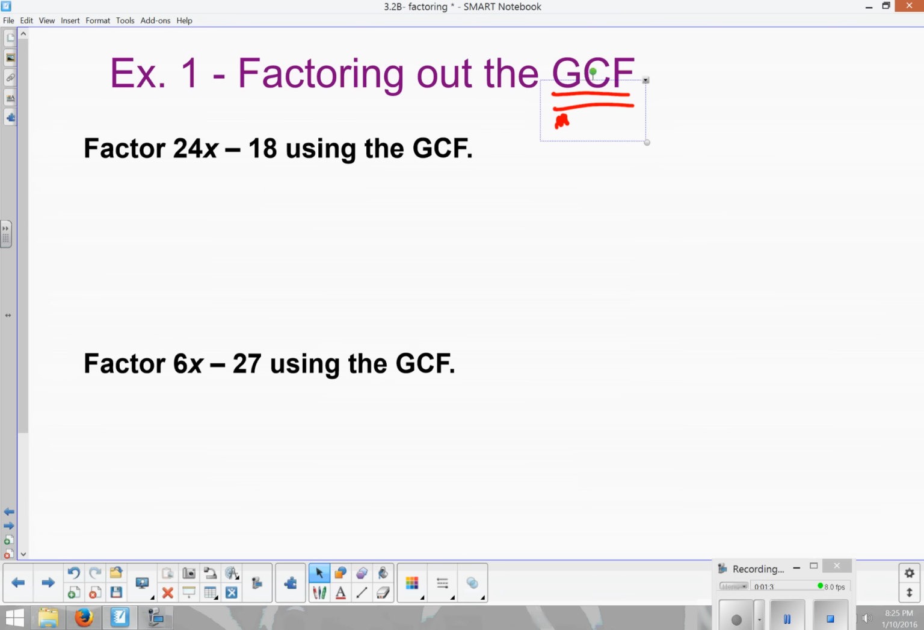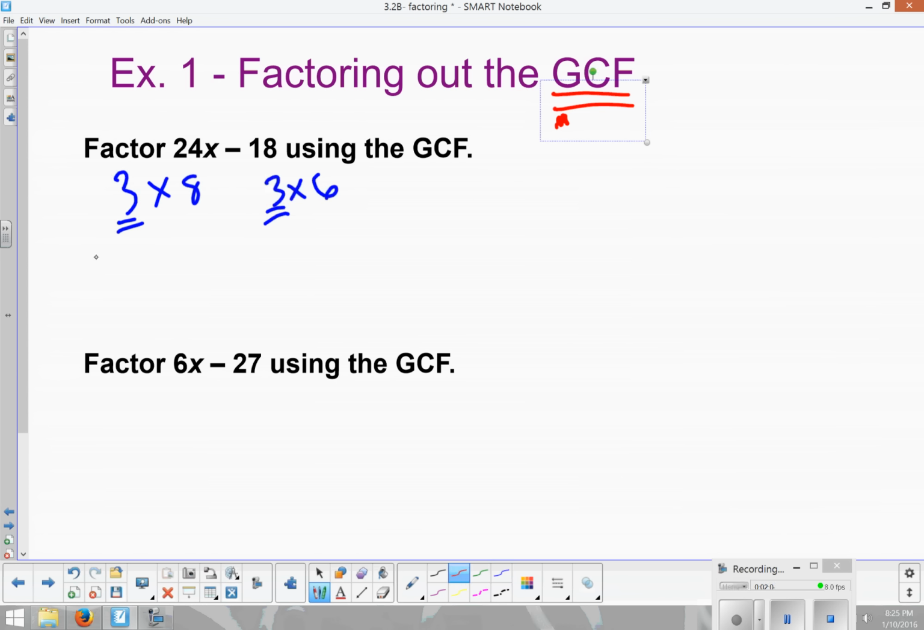I have here 24x minus 18. Let's think about a number they both have in common. I notice that 3 times 8 is 24, and 3 times 6 is 18. Since they both have the 3 in common, that is a common factor, but it is not the greatest common factor. Can you think of another number that's greater?